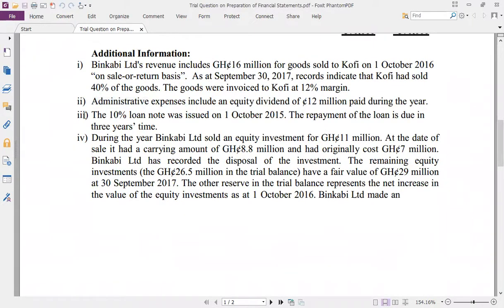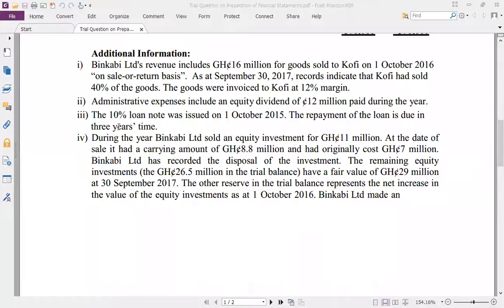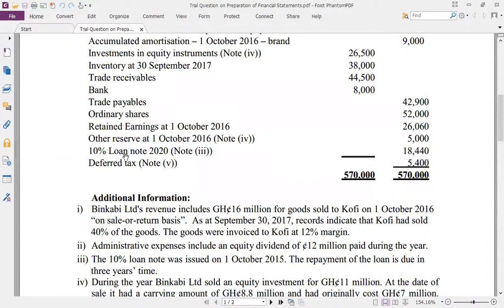Now, note three. The 10% loan note. Now, the 10% loan note was issued on 1st April 2015. The repayment of the loan is due in 3 years' time. So let's go and fix the loan note. 10% loan note, 2020. So they have to pay 2020. Now, this question was set in 2018.